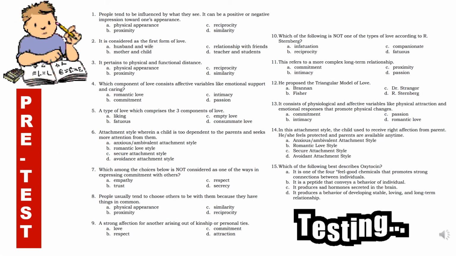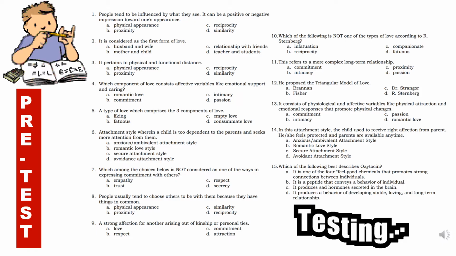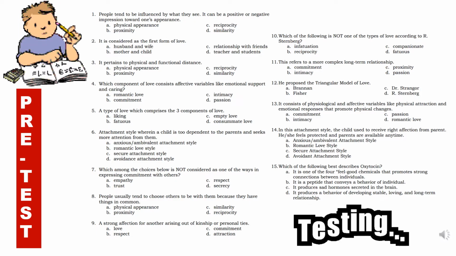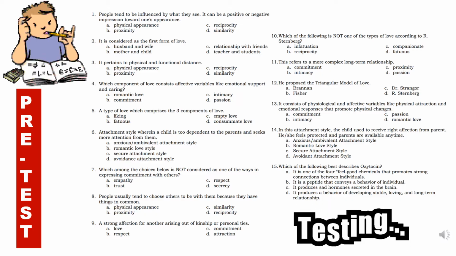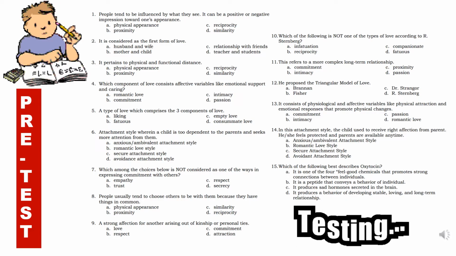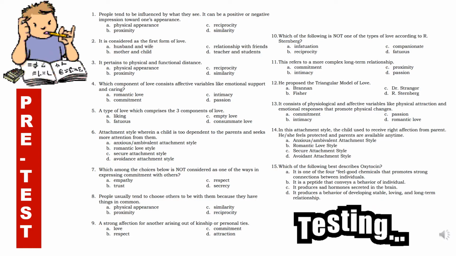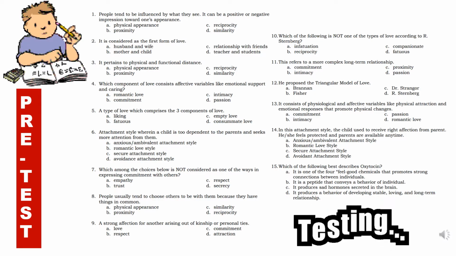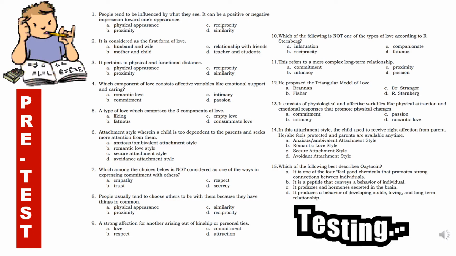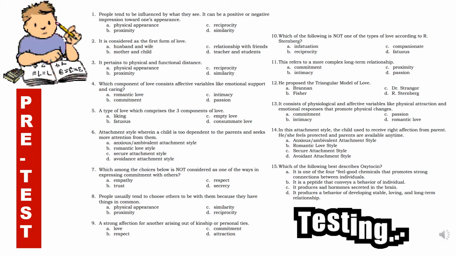Moving on, let's have first a pre-test to check on your prior understanding of the concepts of the present lesson. This is a multiple choice test. Choose the letter of the best answer. Write the chosen letter on a separate sheet of paper. 1. People tend to be influenced by what they see. It can be a positive or negative impression toward one's appearance. A. Physical appearance. B. Proximity. C. Reciprocity. D. Similarity.